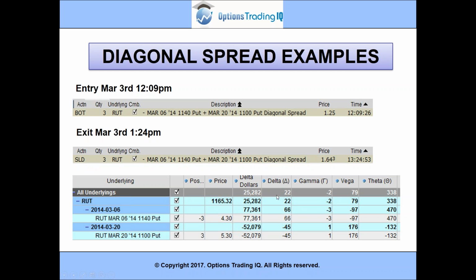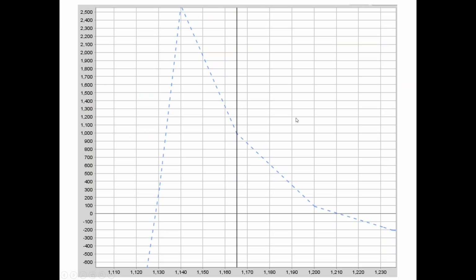Okay, so starting position delta of 22, delta dollars of 25,000. Theta is really, really high because we're trading a lot closer to expiry, only 3 days to expiry. So our delta theta ratio is really good, Vega theta ratio is really good. Okay, so a little bit of a different Greek setup, but all still looking good.